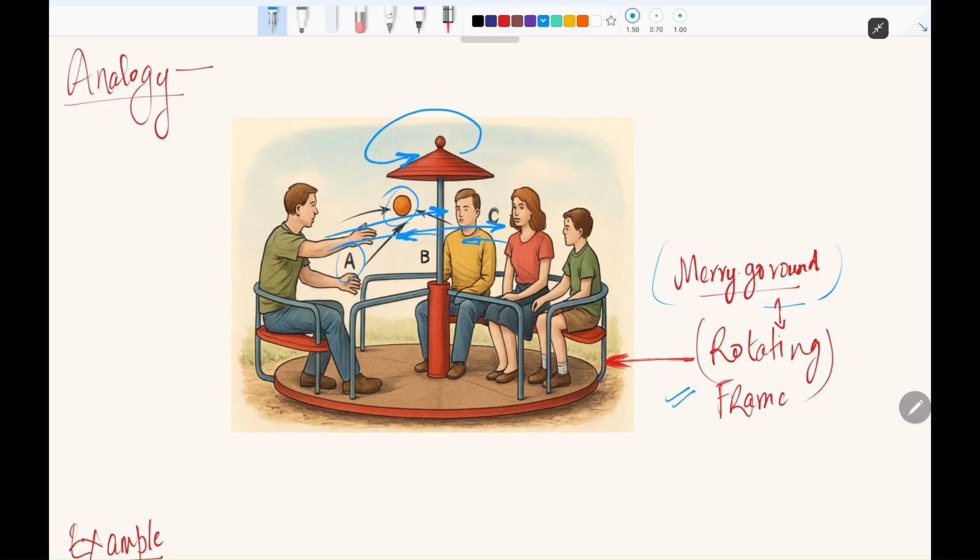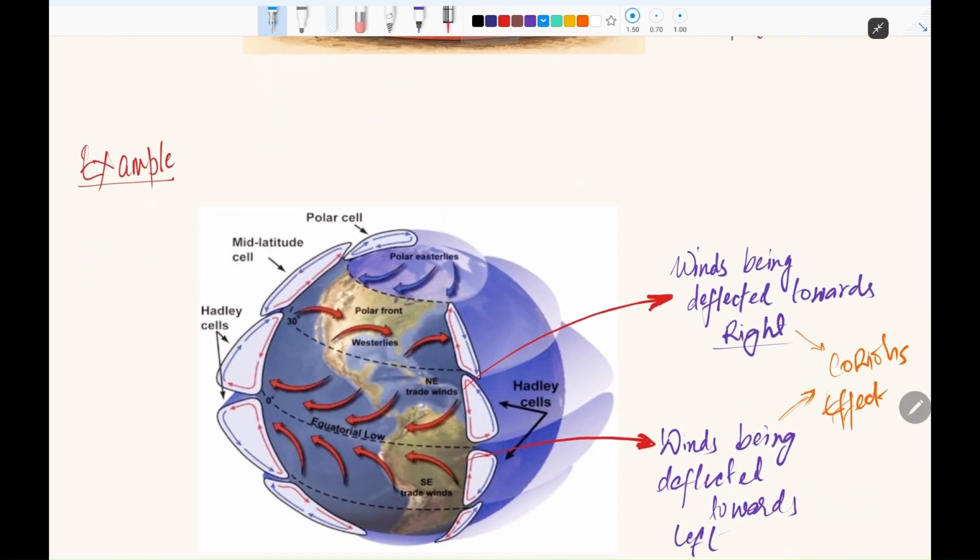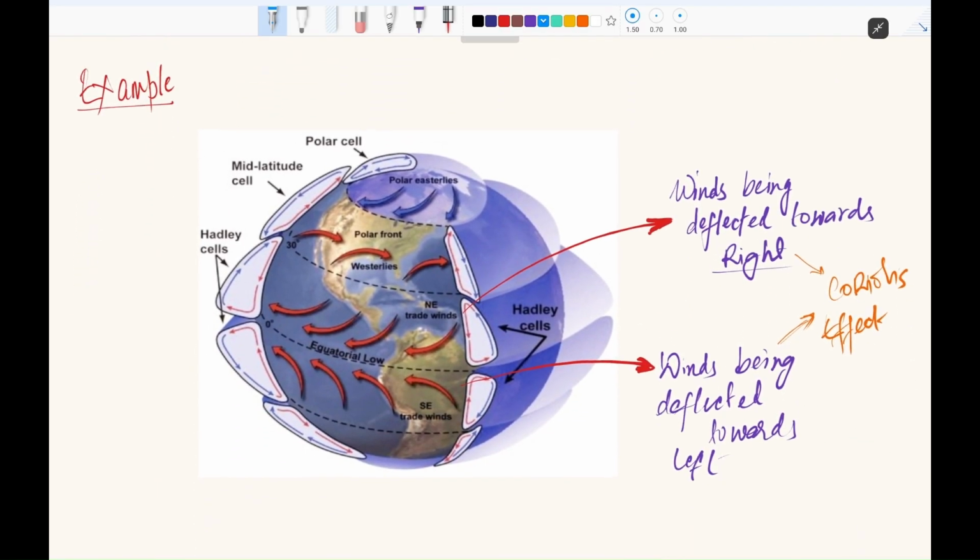Now if we consider an actual example, we can see here is the movement of global atmospheric winds. We can also see that the winds blowing to the south of the equator are being deflected towards their left, and the winds blowing towards north of the equator are being deflected towards their right. This deflection is basically called the Coriolis effect.